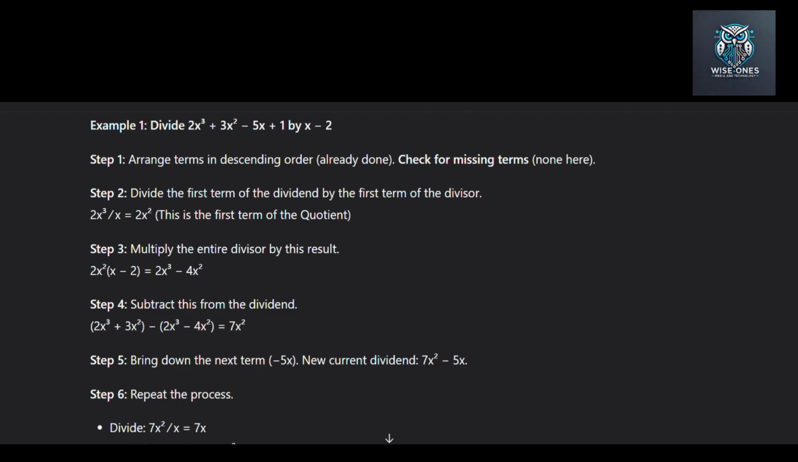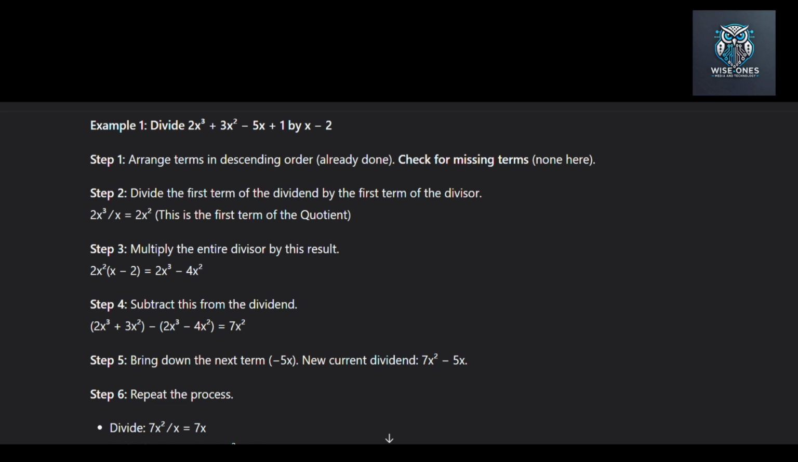Step 4. Subtract this from the dividend. We have 2x cubed plus 3x squared. Subtract 2x cubed minus 4x squared. 2x cubed minus 2x cubed is 0. 3x squared minus negative 4x squared. Remember, minus negative becomes plus. So 3 plus 4 is 7. We get 7x squared.